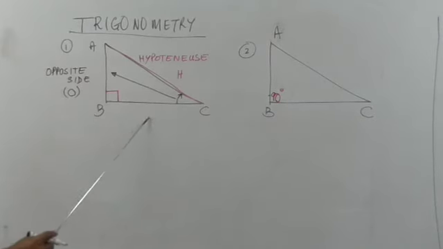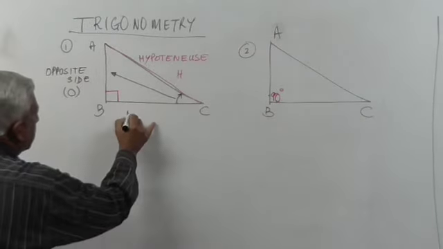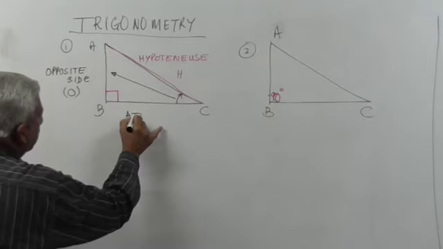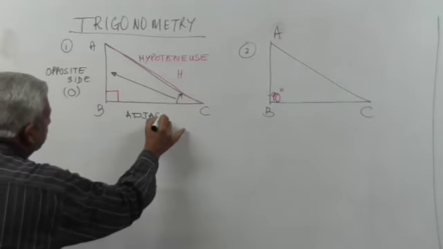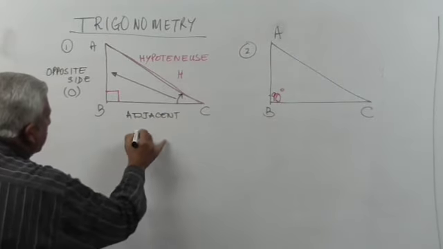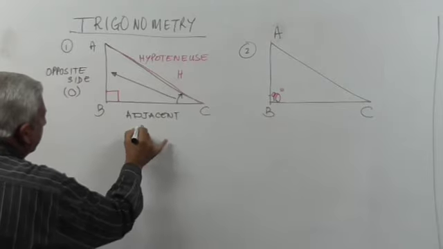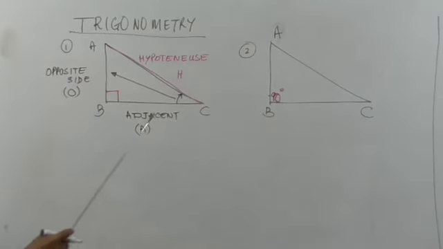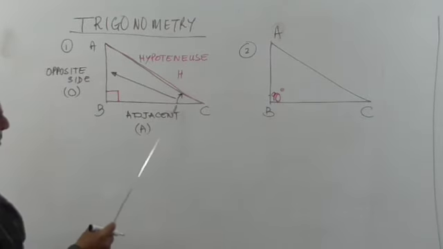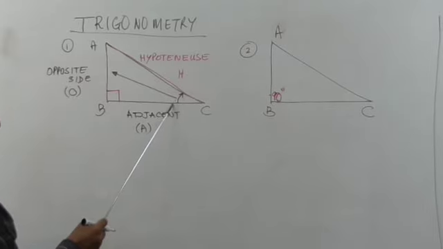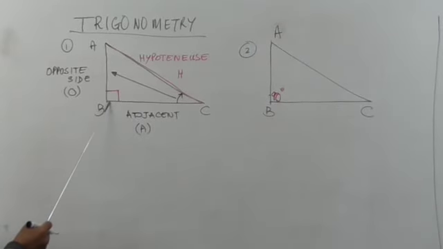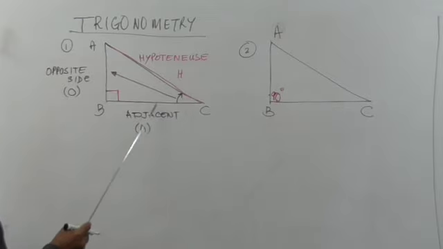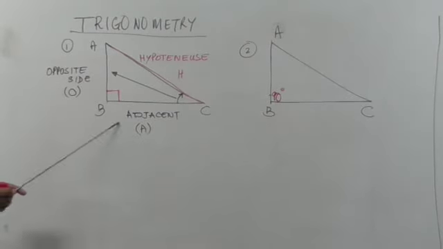The remaining side, this side, is now called adjacent for two reasons. One reason, you can just say it's the remaining side. Or the next reason: adjacent, because it is right next to the angle. Adjacent means next to. So this side is right next to the angle, so it's adjacent. That side is opposite. So those are the two new words you're going to learn.